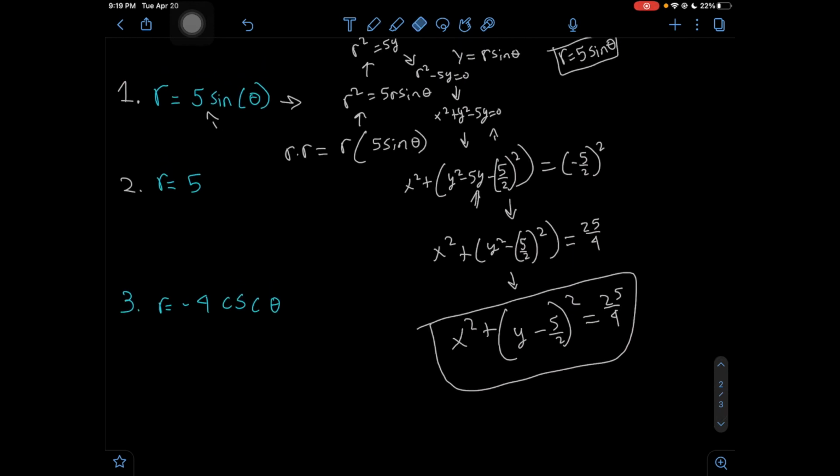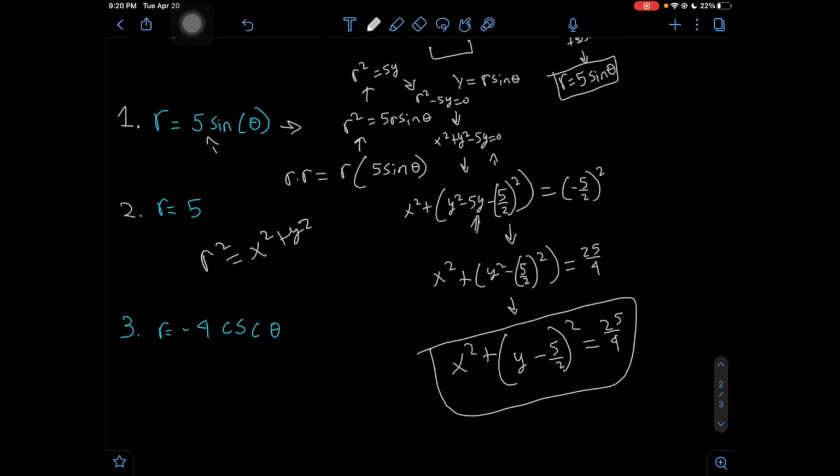Well, now for number 2, we need to remember that r squared equals x squared plus y squared. Well, we know that we have r equals 5. So if we square 5 and r, we'll be able to get this equation. So let's do that. We have r squared equals 25. Since r squared equals 25, we can substitute that into this equation right here, which is one of our base equations. So we have 25 equals x squared plus y squared.